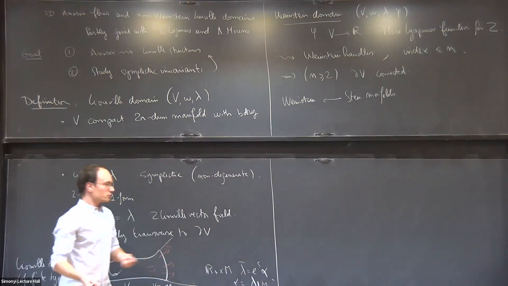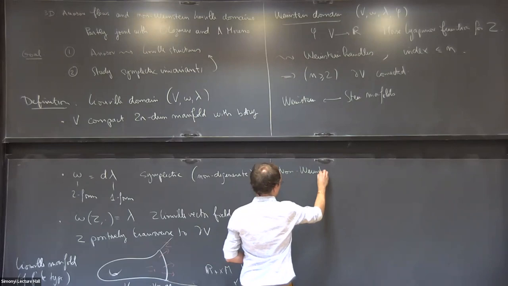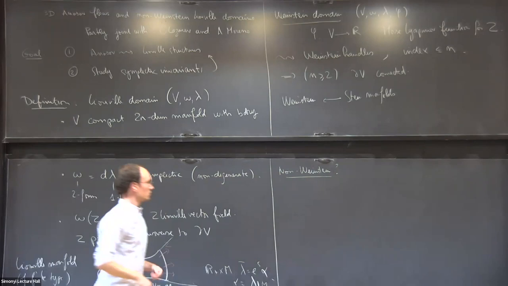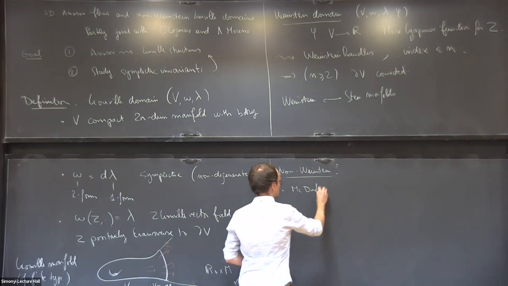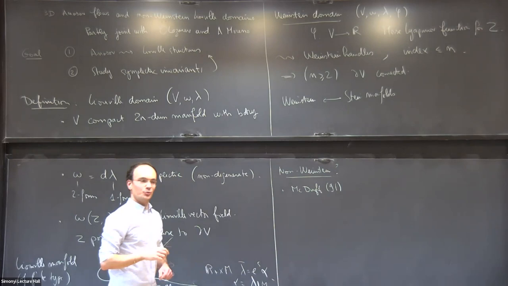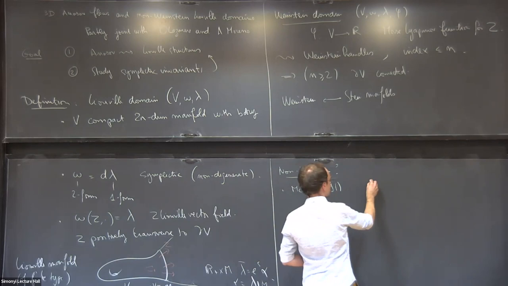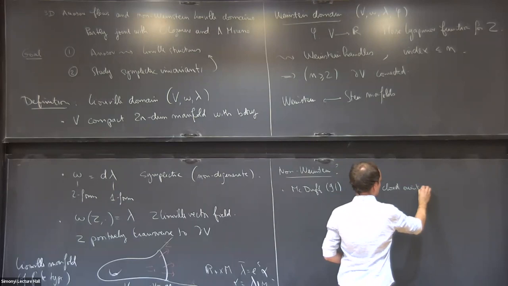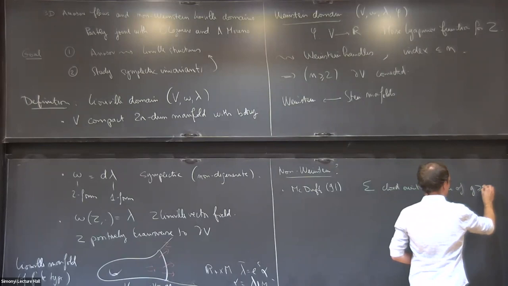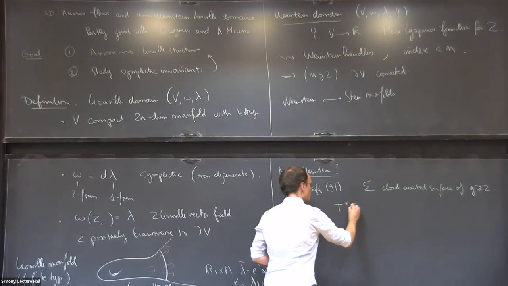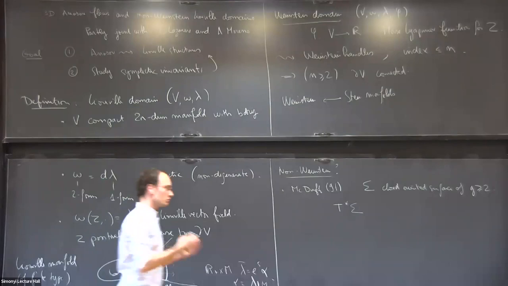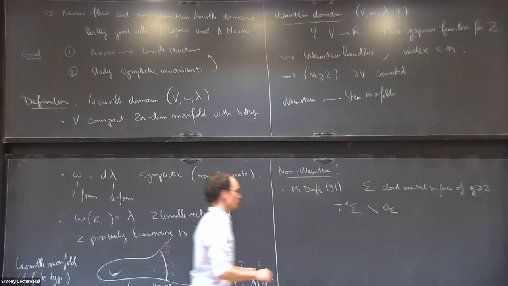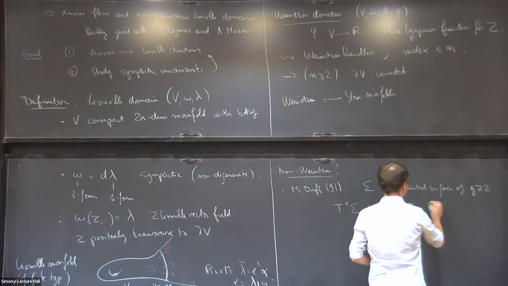But today I want to try to study some non-Weinstein Liouville manifolds. What about them? The first construction was due to McDuff in 91, and it's a pretty cool construction. It is as follows: Sigma is some closed oriented surface of genus at least 2. If you look at the cotangent bundle of Sigma, it has a canonical symplectic form, even a Liouville form. But if we remove the zero section, that at least smoothly looks like R times the unit cotangent bundle of Sigma.